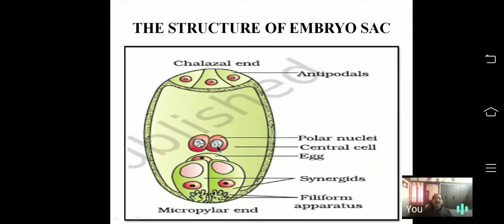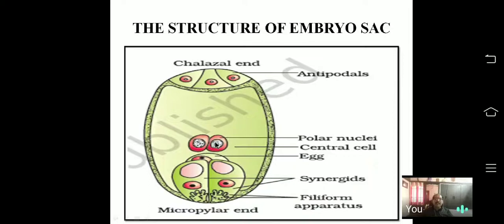Tell me, in an embryo sac, count how many cells are there? 1, 2, 3 towards the chalazal end. 1, 2, 3 towards the micropylar end, total 6. And at the middle region of the embryo sac, there is one central cell. Total how many cells? 7 cells are present. Count the number of nuclei. How many nuclei are there? 1, 2, 3, 4, 5, 6, 7, 8.